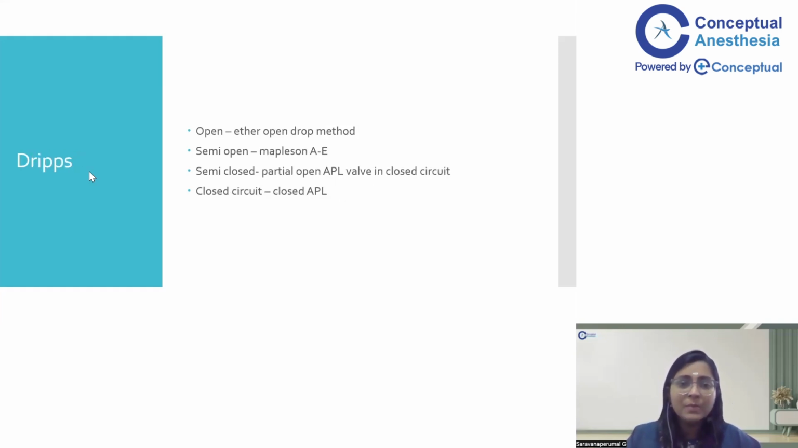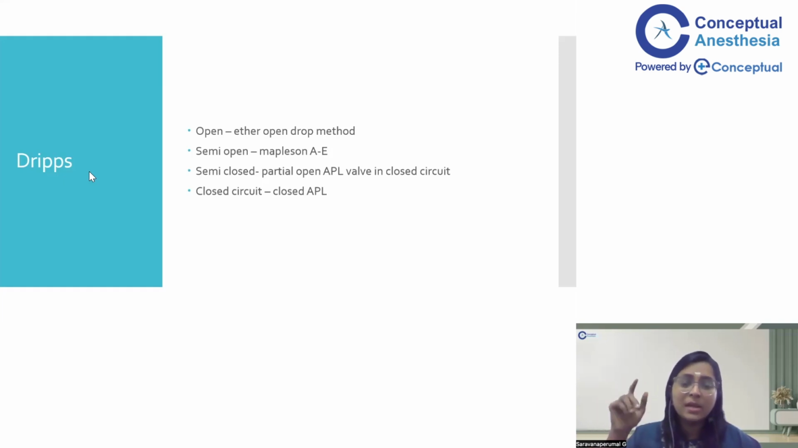So what are the examples of these? Dripps gave the open circuit as the one which is the ether open drop method, which is the Schimmelbusch method. But do we really see a circuit in the Schimmelbusch mask? No, it is just the mask which is held and a cloth which is put, and then the ether is given as an open drop method. There is no circuit involved in a Schimmelbusch mask. So this, the first thing itself, became an obsolete one.